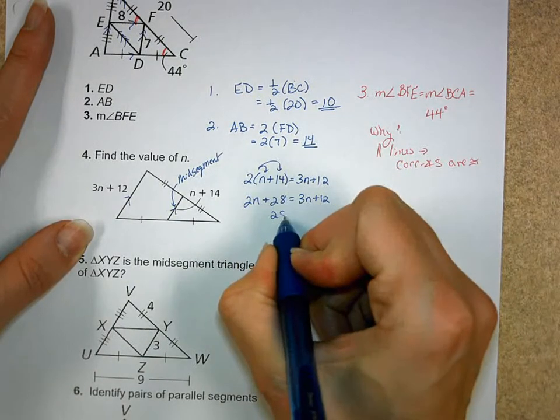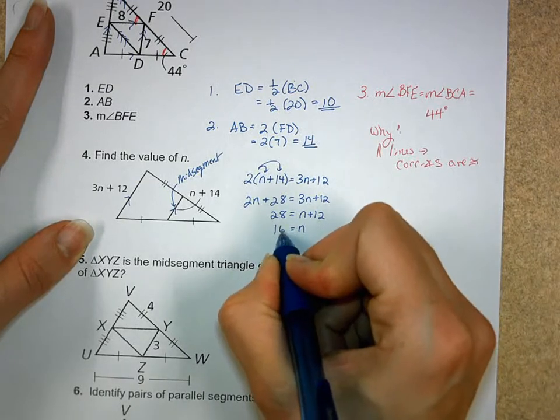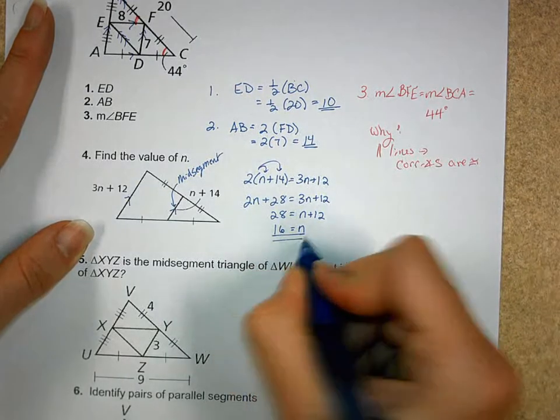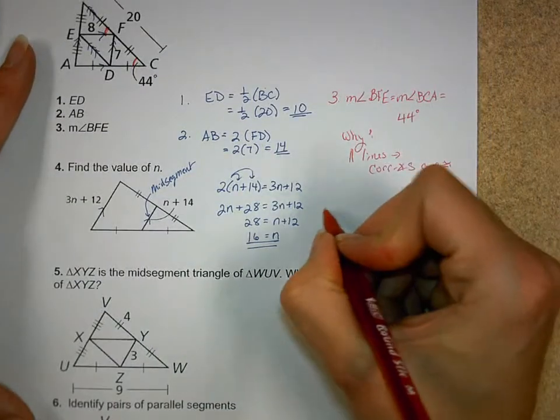Subtract 2n. N is going to equal 16. That's the value of n. Now, there is an alternate method to do this. You can do it this way also.